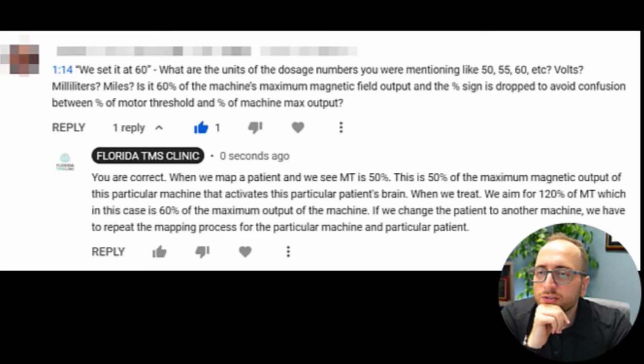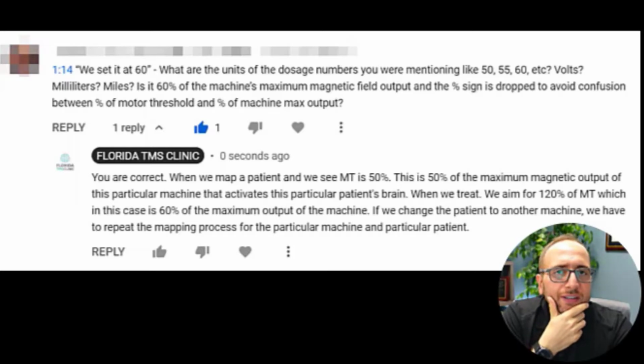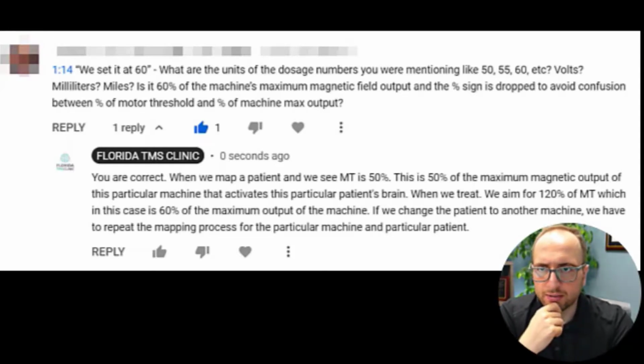All right, so this next question was a comment on when I was commenting on the treatment intensity, like 120% of motor threshold and what have you. And this person is asking, at minute 1:14, I said, in that video, we said it at 60. What does that dosage mean? Is that volts, millimeters, miles, etc.? So could you be more specific?